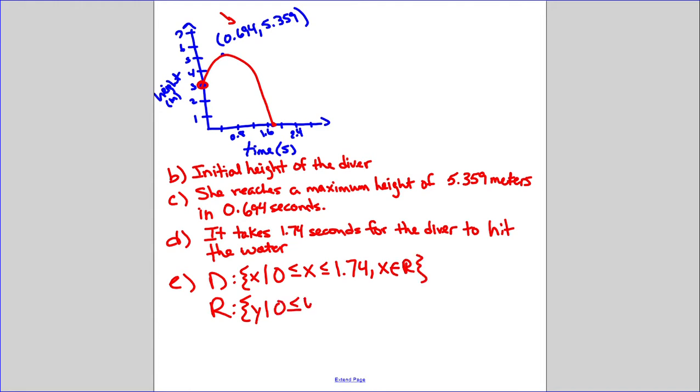Y is going to be the same thing, less than or equal to, and then I've got 5.359 meters high, such that Y also can have a whole bunch of different decimal values, so that's also going to be in the set of real numbers.